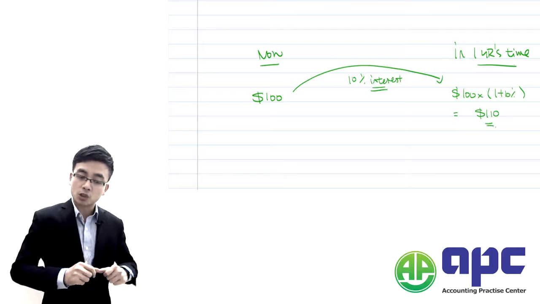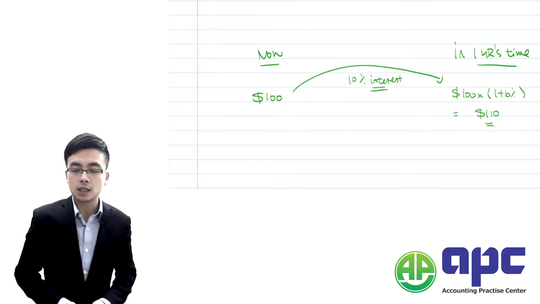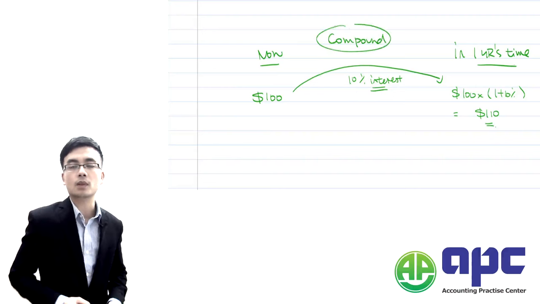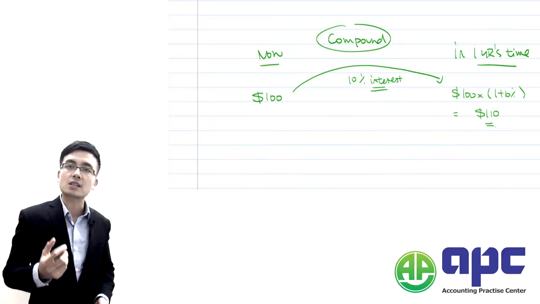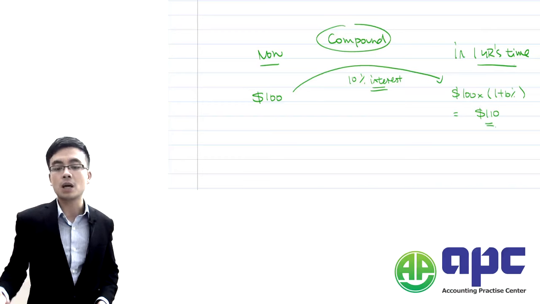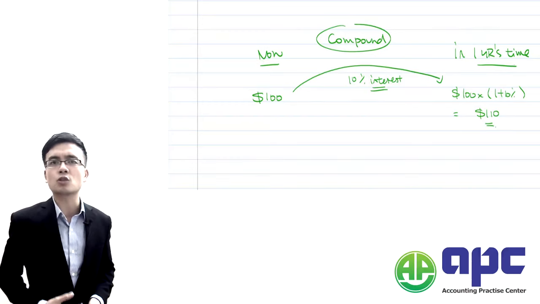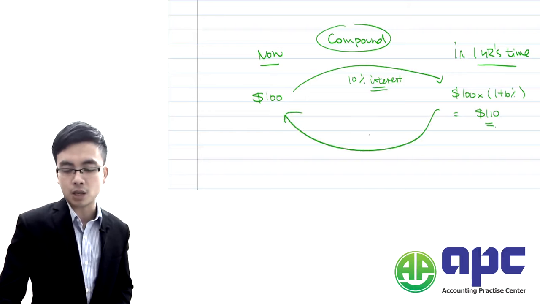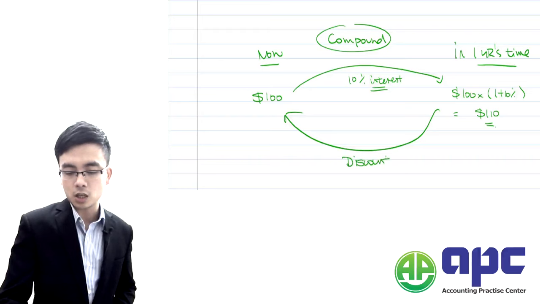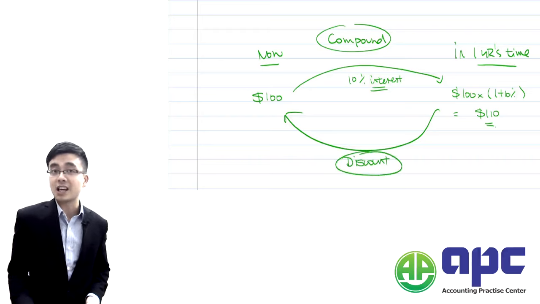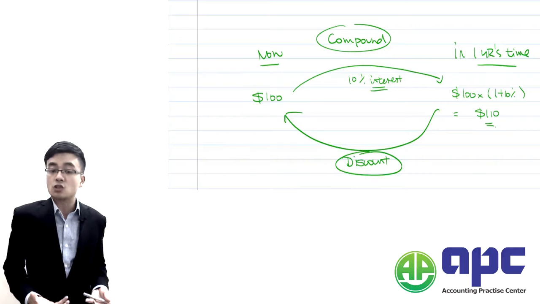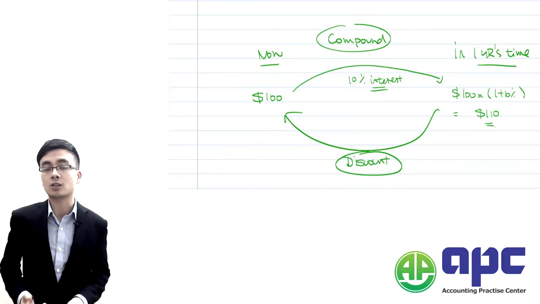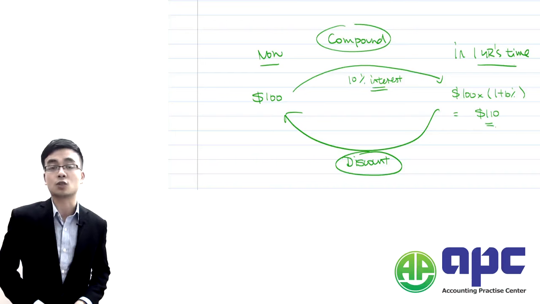That process from turning $100 into $110 is called compound in financial management terms. So in order to get $110 from the bank in 1 year's time, given the interest rate is 10%, how much money should you put into the bank today? Of course, you shout at the screen, well, we're going to put 100, because that process is called discount. We turn the future cash flow, which is the $110 that you want to get, given the interest rate of 10%, back to today. Of course, you're going to put $100 here.